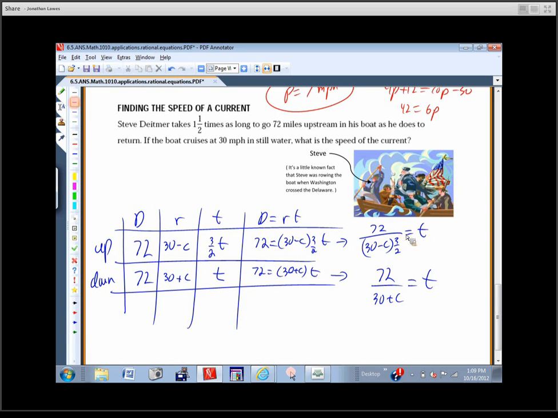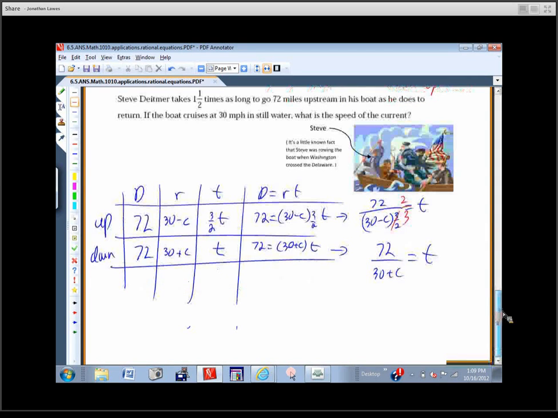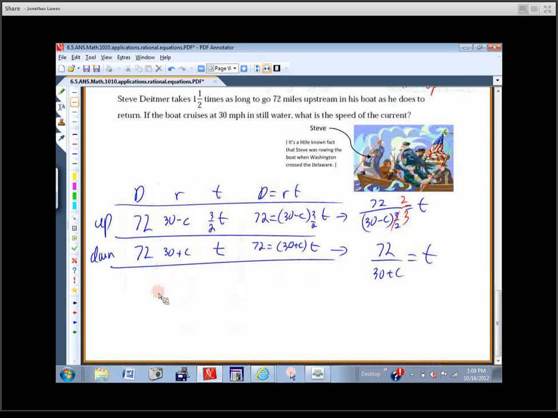So this is what we end up with. I'm going to flip this over. That's going to put the 2 on the top and a 3 on the bottom. So here's what I've got. Let me get rid of these lines so I've got some space here. I've got 144 over 3 times 30 minus c. That equals t. And I've got t equals 72 over 30 plus c. Is everybody okay with that? And clearly, what is this set up for? Substitution. Set up for substitution. So we're going to go ahead and finish this off.